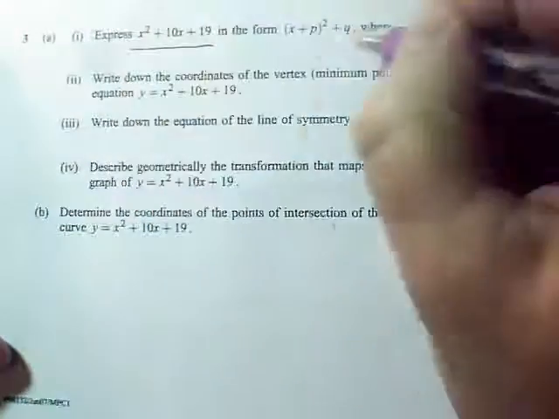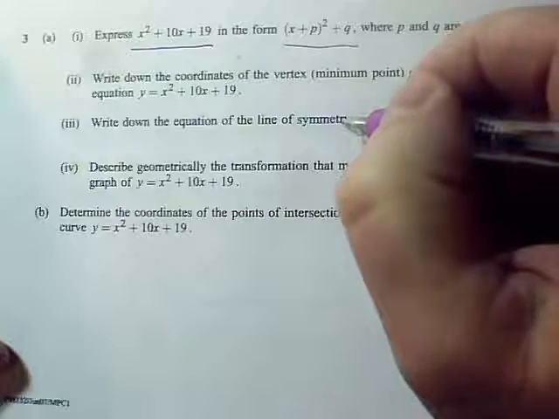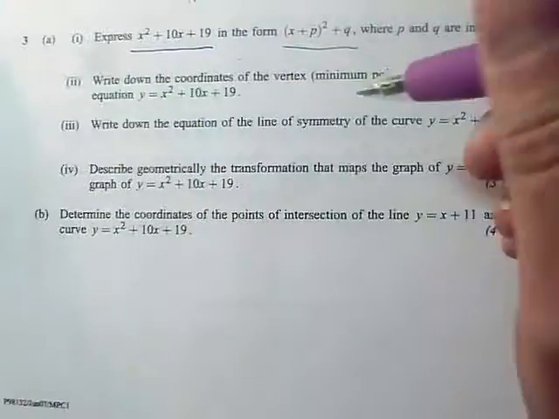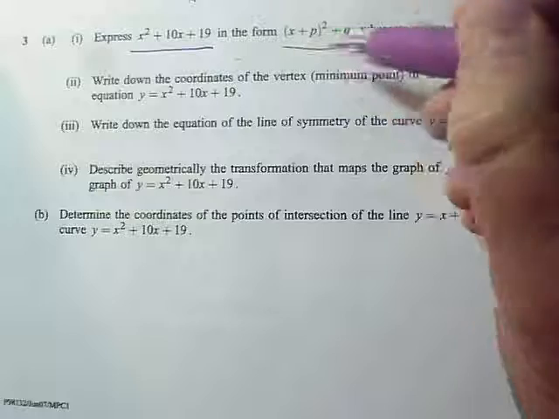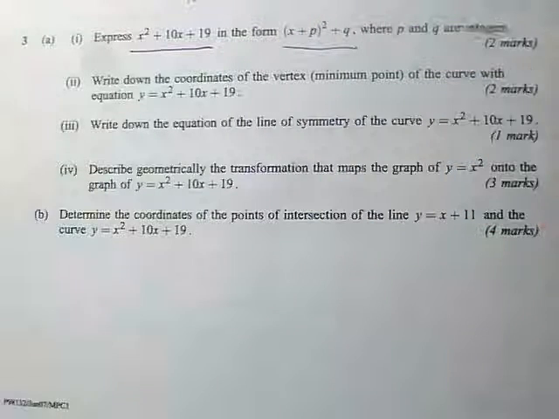Okay, question 3. The first thing we've got to do is express this in this form. This is called completing the square. We've just got 1x squared, so this is about the simplest case. If you've forgotten how to do this, then look at examples in your notes, which you will have.